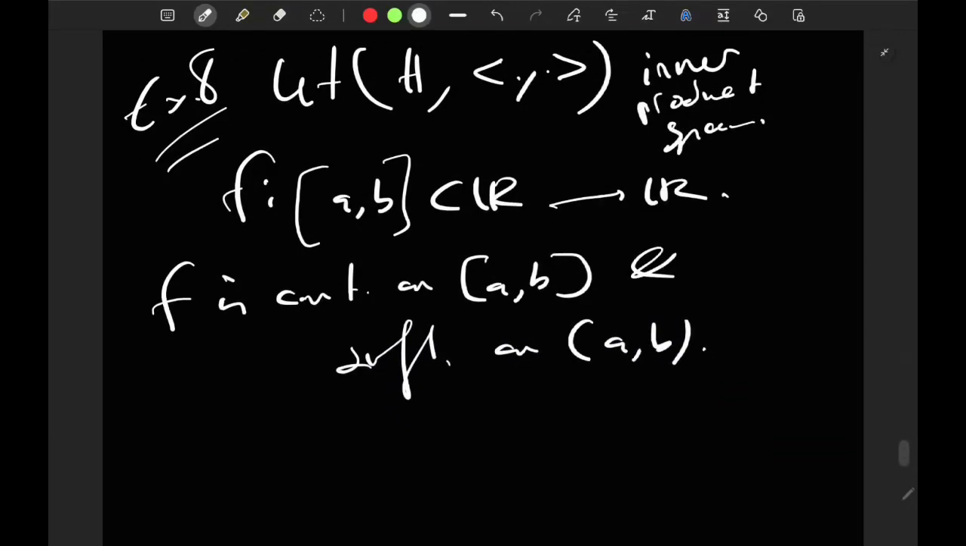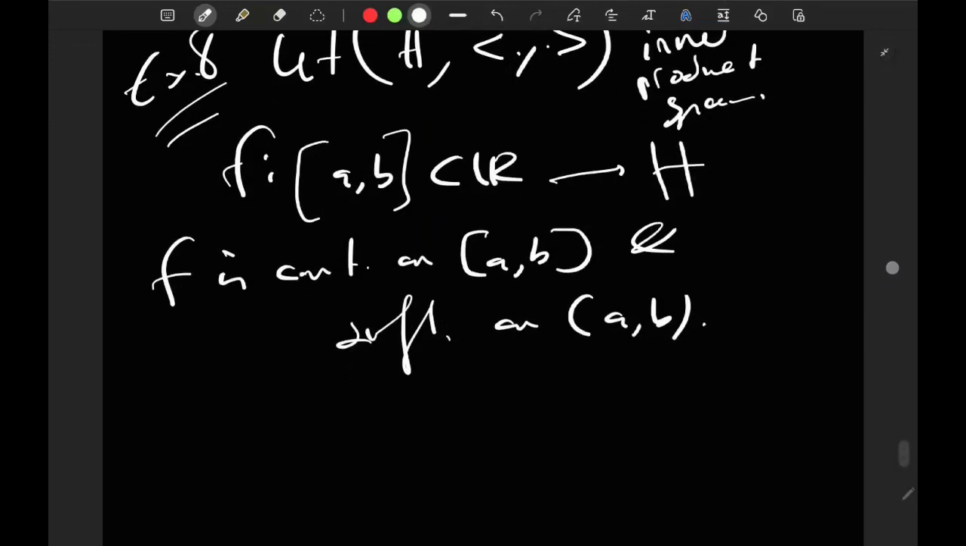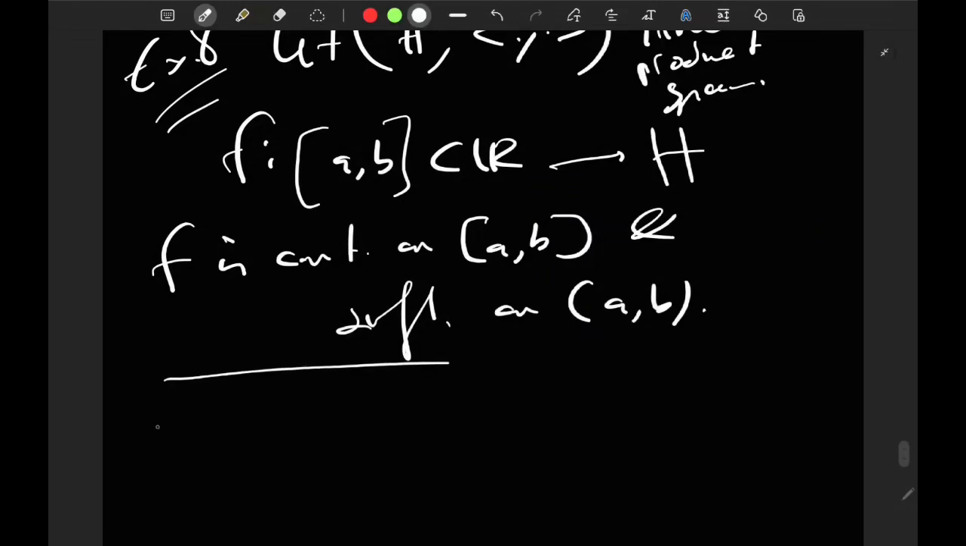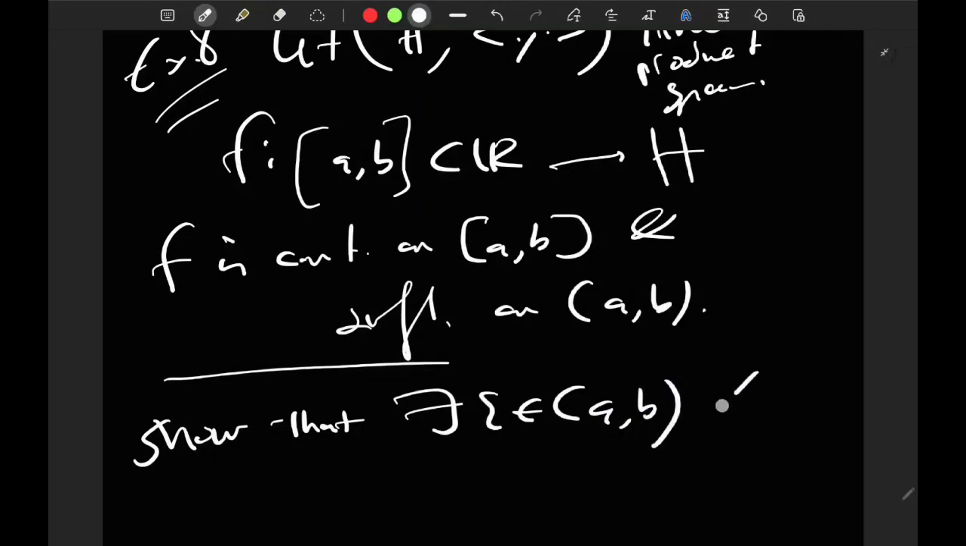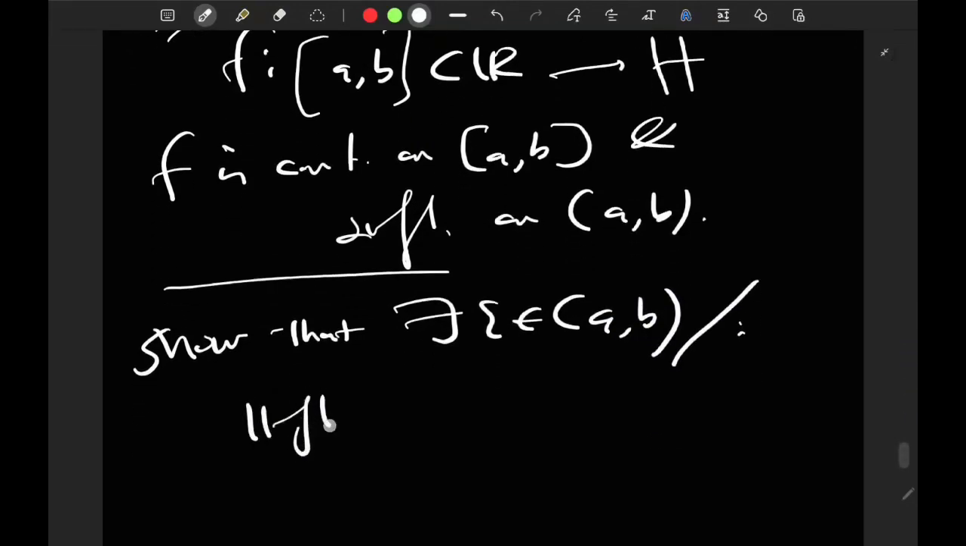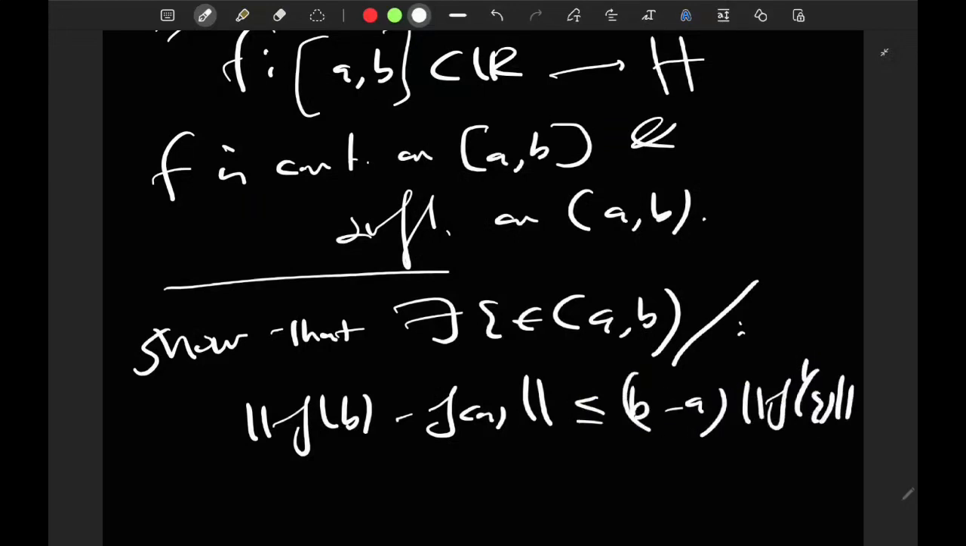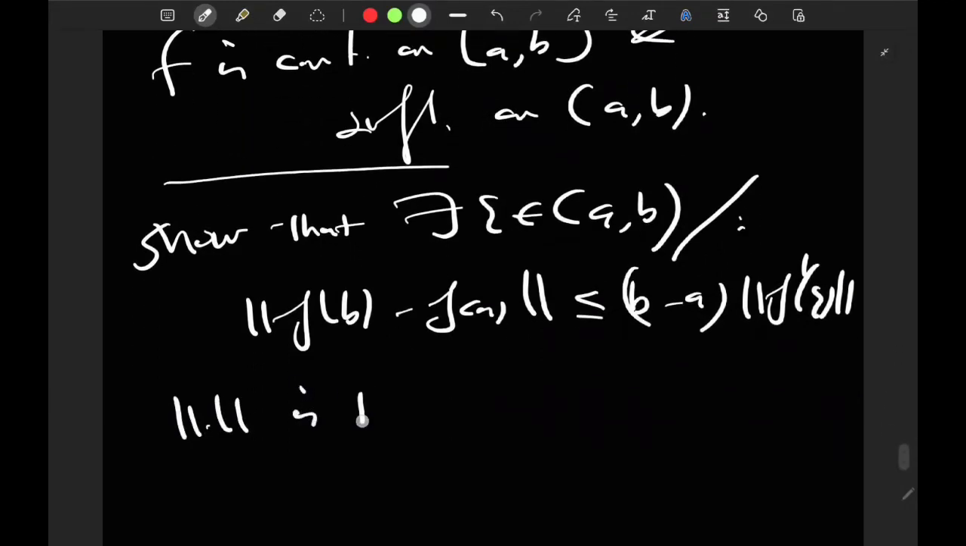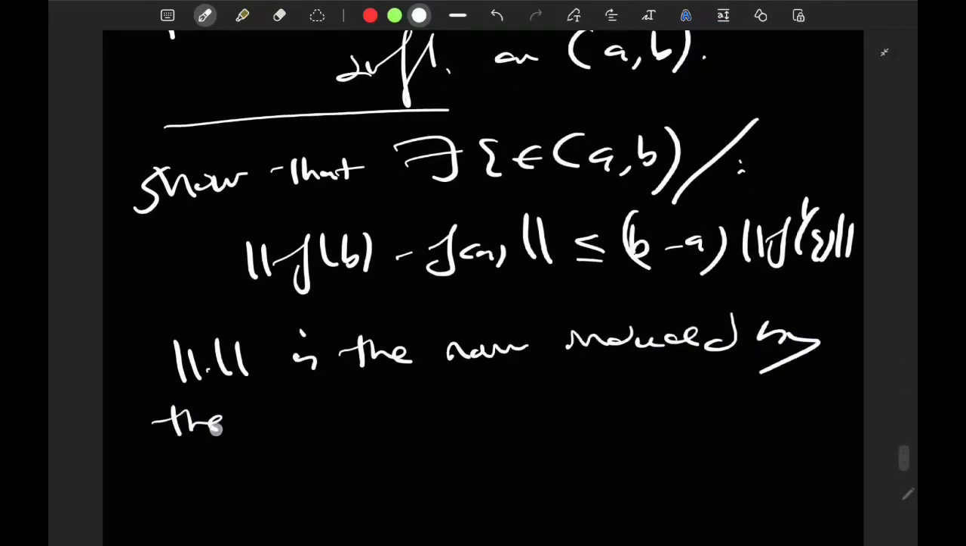This suggests the mean value theorem right off the bat, right? Sorry, f is going into H, okay? This kind of suggests the mean value theorem. Now, it asks us to show that there exists xi inside the open (a,b) such that the norm of f of b minus f of a is less than or equal to b minus a times the norm of f prime of xi, of course. The norm here is the norm induced by the inner product, okay?